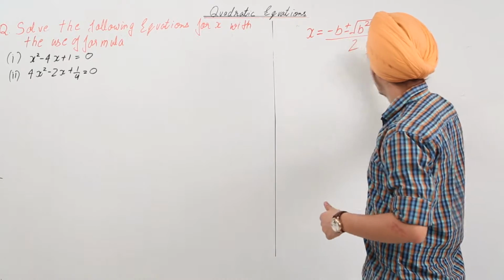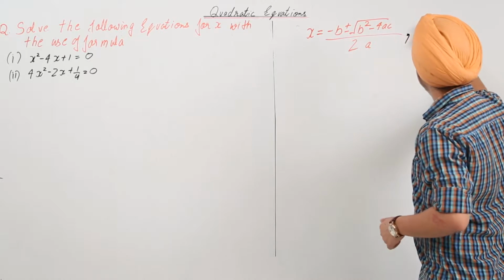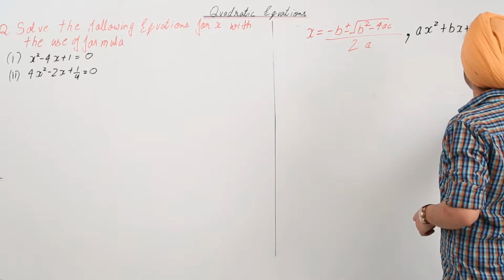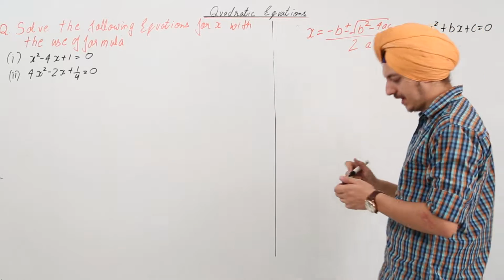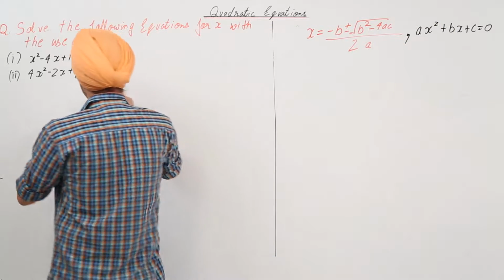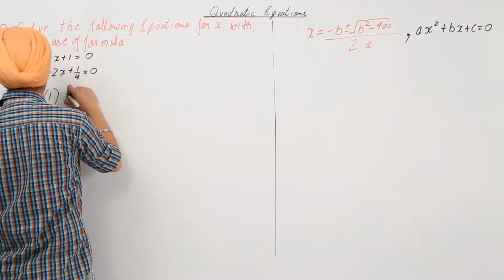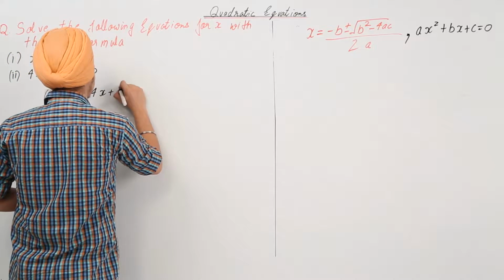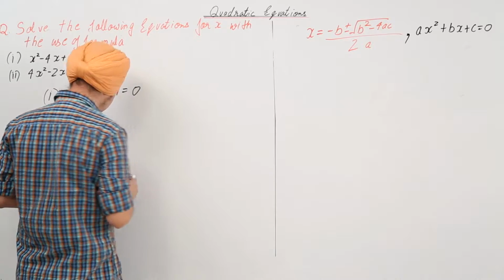So this formula is valid for what equation? ax square plus bx plus c equal to 0. Am I right? So I've written the formula this side. So we have an equation. The first part says x square minus 4x plus 1 is equal to 0.